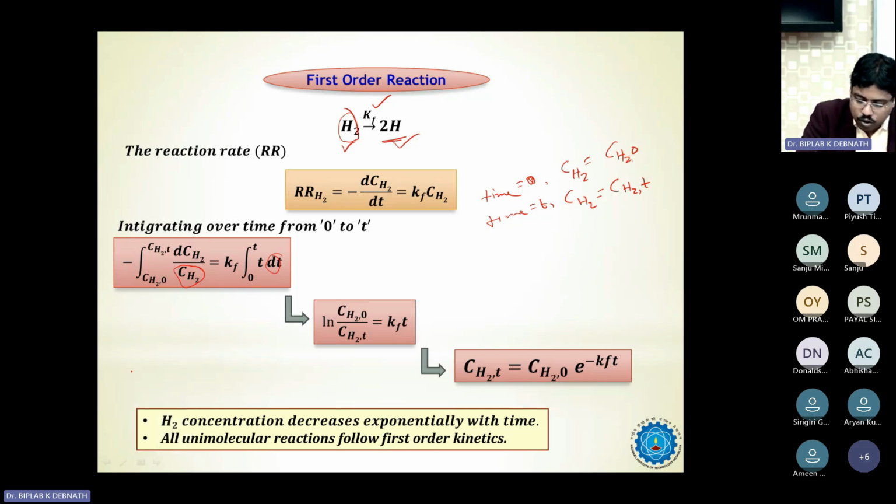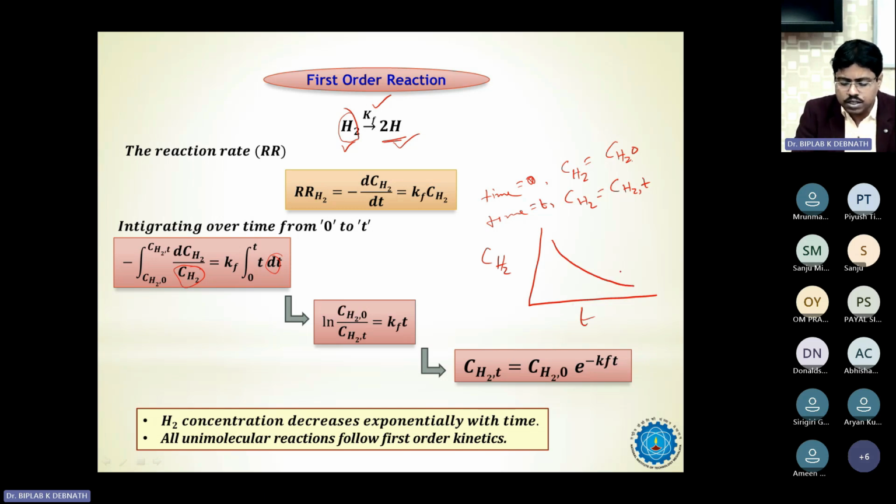If you want to plot the variation of the concentration of hydrogen CH2 over time, you will see that it follows an exponential route. With a different rate constant, meaning kf may vary, this particular route will definitely be followed. This means all unimolecular reactions follow first order kinetics. Understood?